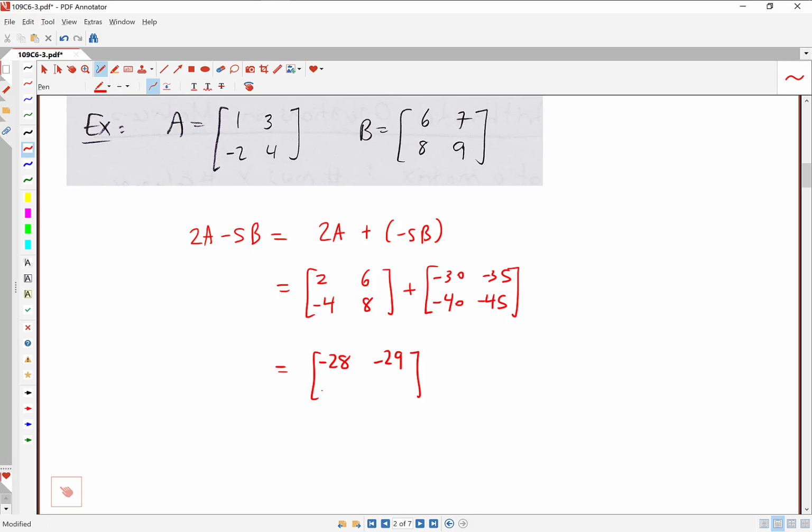-4 plus -40, -44, and then 8 minus 45 is -37. So there we have our matrix.